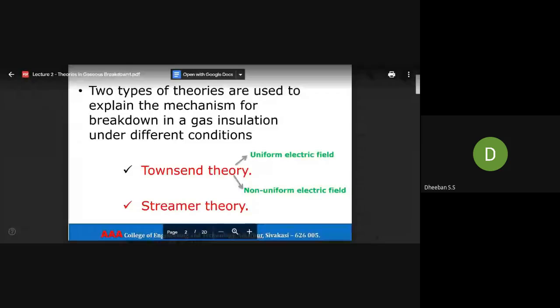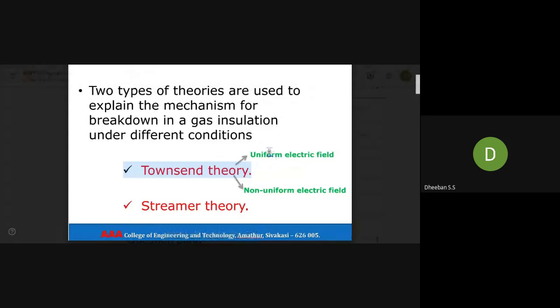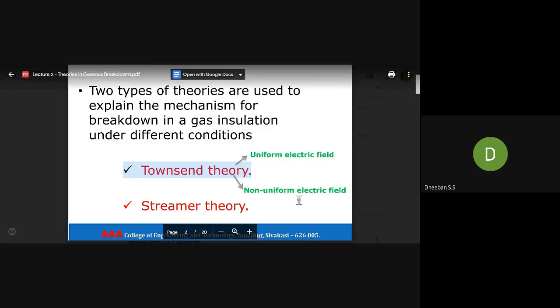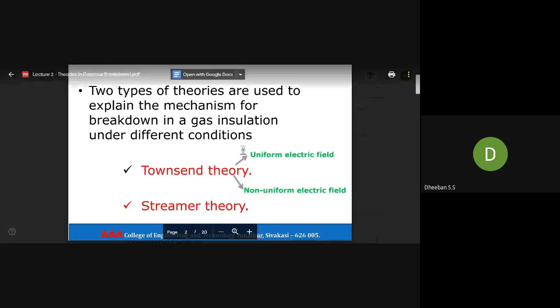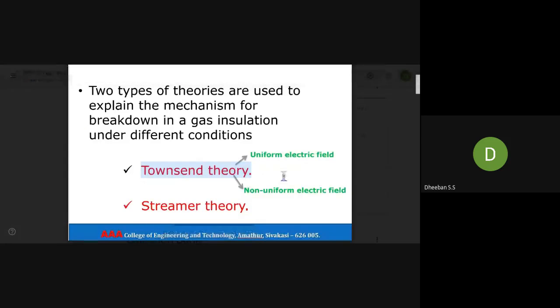Moving on. Based upon this, they have been classified under your theory. If it is acting in a uniform electric field, then the theory which you have to follow is Townsend theory. For a non-uniform electric field, you have to go with your streamer theory. From Townsend theory, you can expect many kinds of questions. So we'll be moving on.